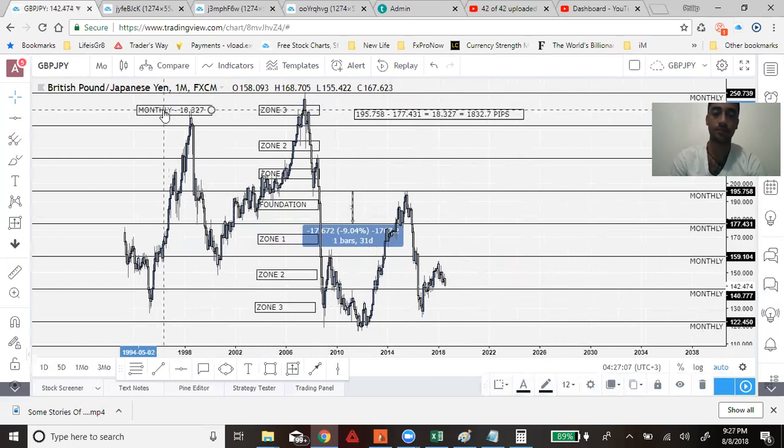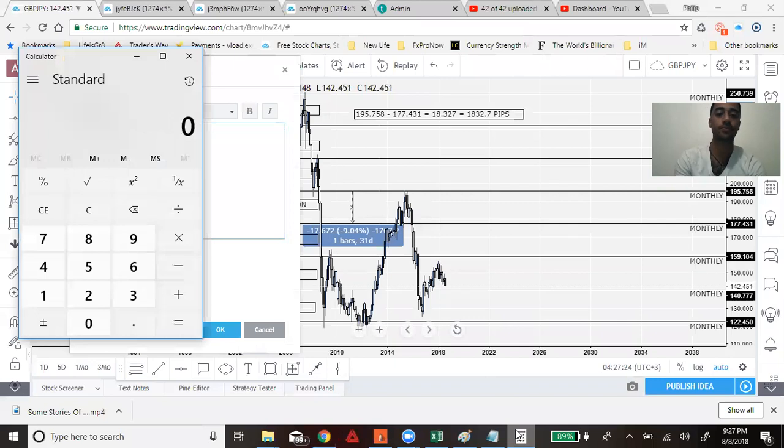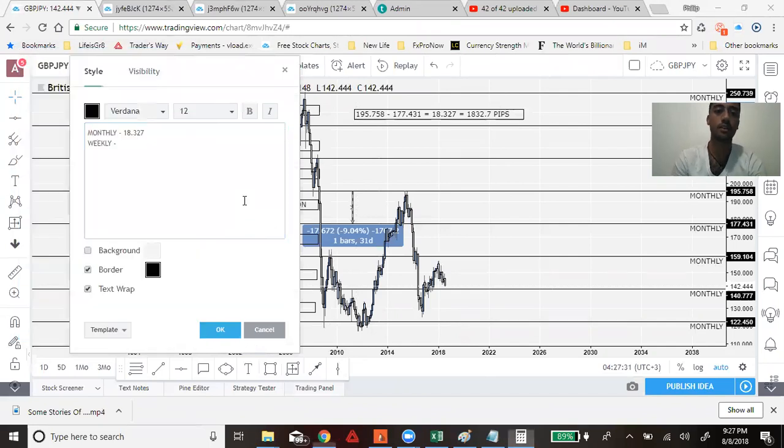So the monthlies are done, right? And I won't have to do that for another year, or at least 6 months. Right. So now we're going to figure out our weekly. And our weekly is literally going to be just 18.327 divided by 2, so 9.1635. All I did was take this number right here and divide it by 2 and got this number.